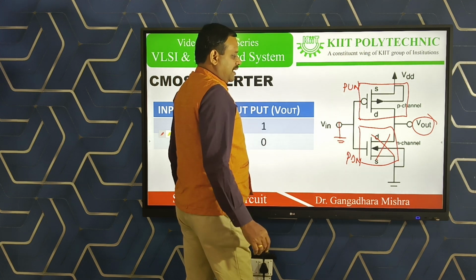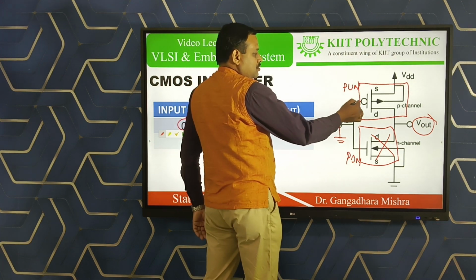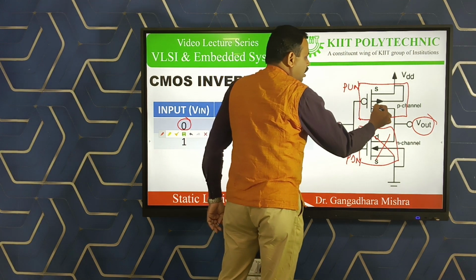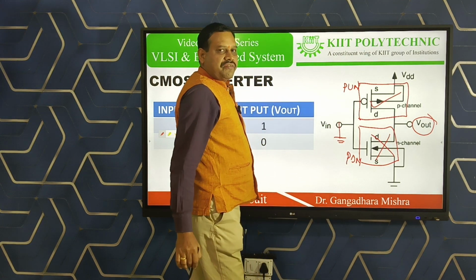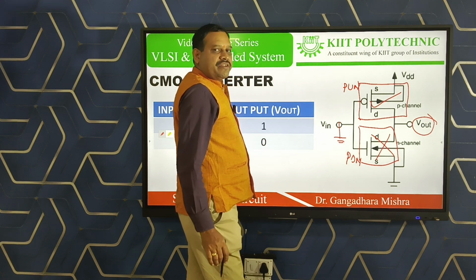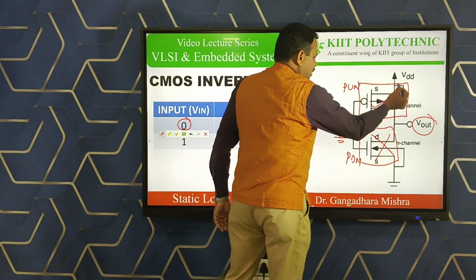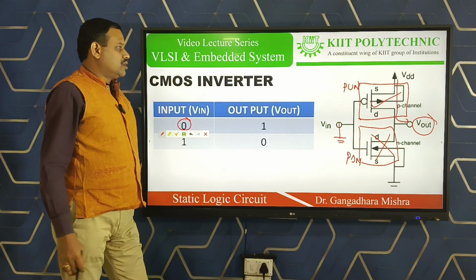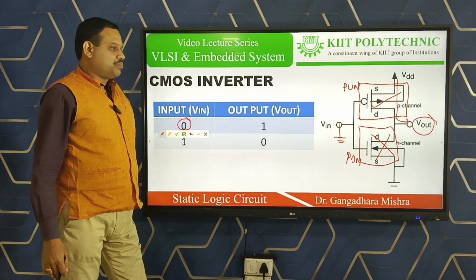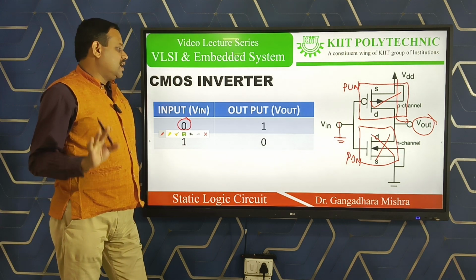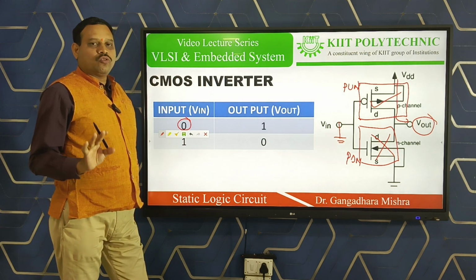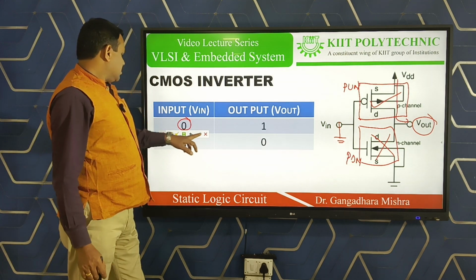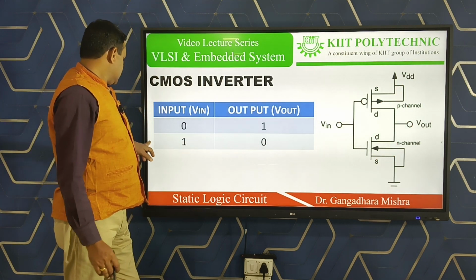At the same time, the PMOS transistor in the pull-up segment will be in the conduction state. Once it is driven into conduction, it offers a low resistance. As a result, VDD will be available at Vout. So if VDD is available at Vout, then our output Vout will be at logic 1 state.